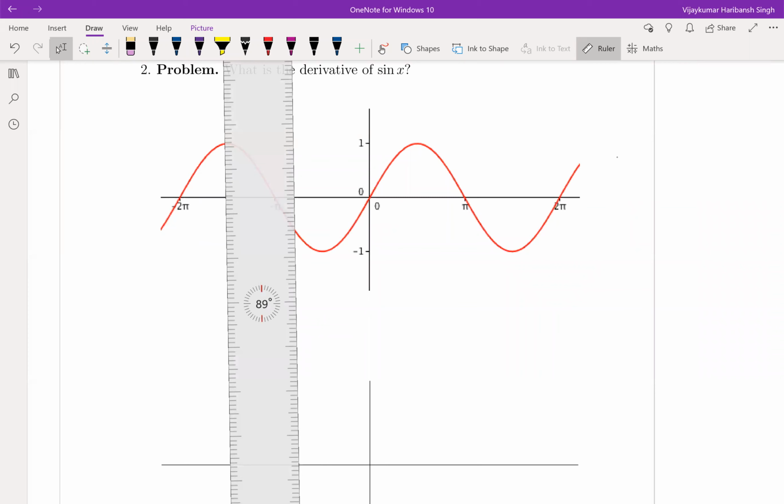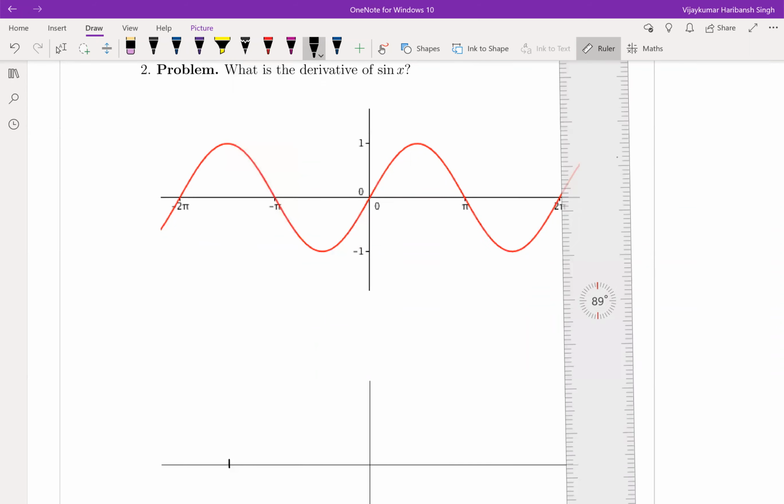Let's try to compute the derivative of this. This graph here is the sine x graph, and let's try to sketch the graph of the derivative. It will not be accurate, but at least it will be a sketch.